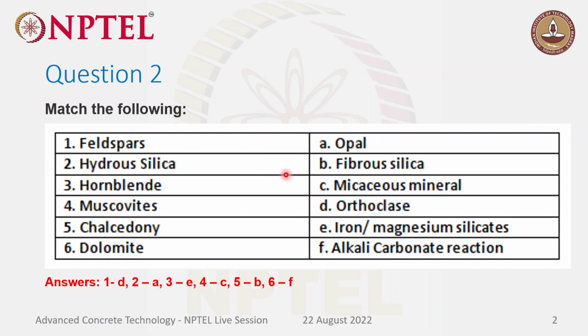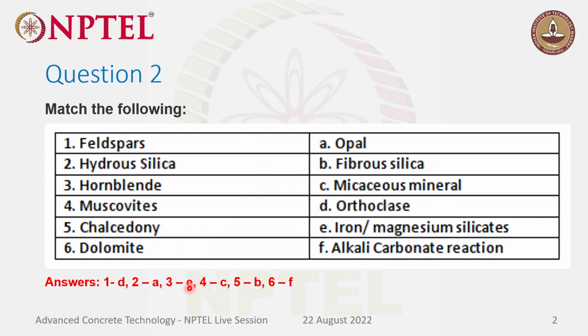So now let's discuss the solution for this question. Feldspar is a type of mineral. Do you know in which rock type it will be present? It's present in orthoclase as per the option given here. So the correct answer is 1, 2D. If it's a potassium based feldspar, then it's called orthoclase. Okay. So hydrosilica: do you know opal is a type of hydrosilica, and chalcedony is a form of fibrous silica. Okay, so this is the right answer.